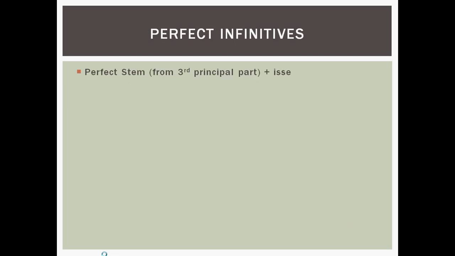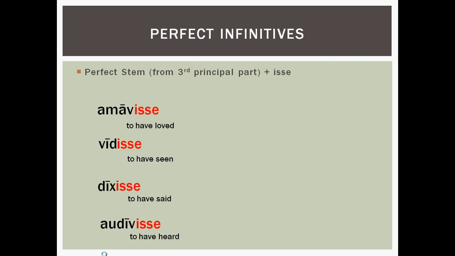All right, so the perfect infinitive, we're going to start with our perfect stem. Whenever we start with perfect, we'll do our perfect stem. And we can get that from the third principal part. And we're just going to add isse to it. So our perfect stems for all those words come from the third principal part. Amo, amare, amavi; video, videre, vidi; dico, dicere, dixi; and audio, audire, audivi. So we're going to add isse. And to translate them, you just say to have verbed.